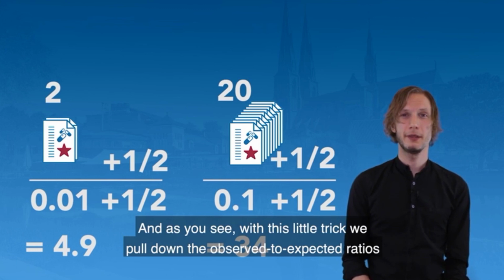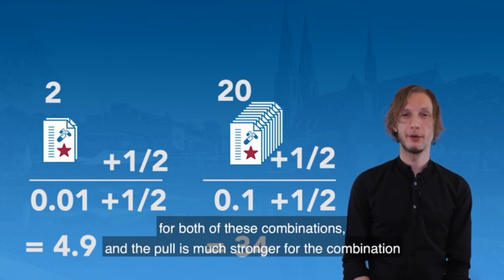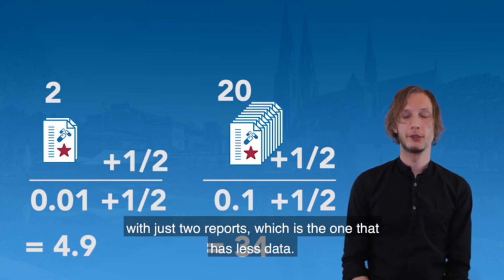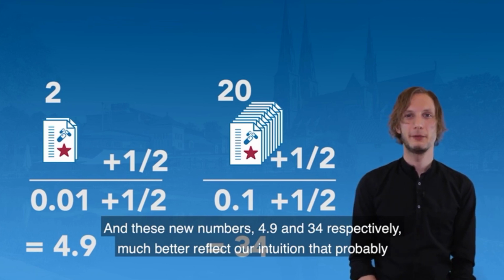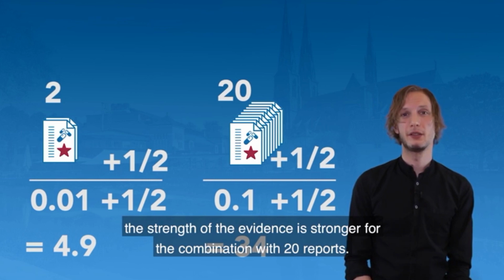And as you see, with this little trick, we pull down the observed to expected ratios for both of these combinations, and the pull is much stronger for the combination with just 2 reports, which is the one that has less data. And these new numbers, 4.9 and 34 respectively, much better reflect our intuition that probably the strength of the evidence is stronger for the combination with 20 reports.